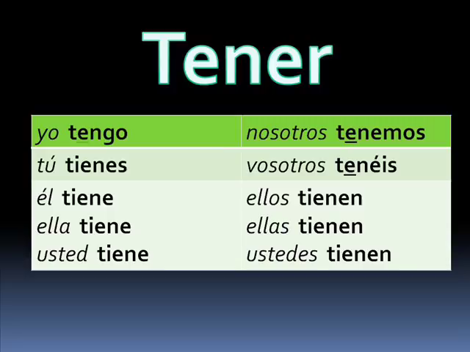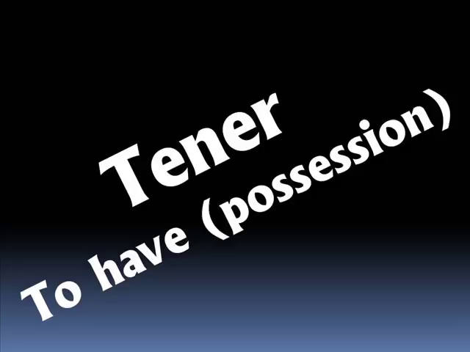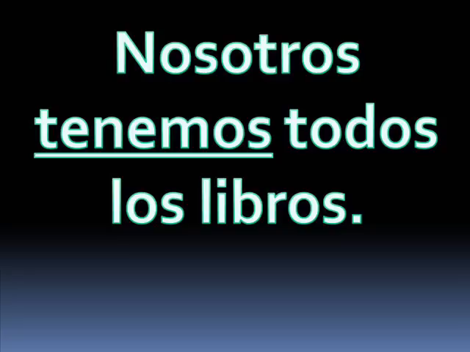Okay, so let's talk a little bit about tener for possession. Okay, so the verb tener, as we discussed, is used when we are telling somebody that we have possession of something. Yo tengo dos bicicletas. I have two bicycles. Nosotros tenemos todos los libros. We have all the books.